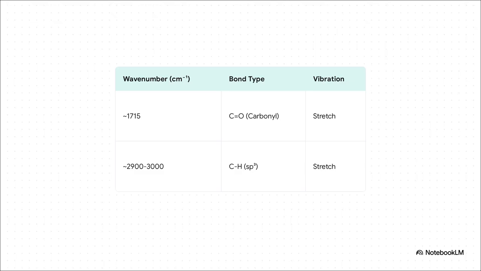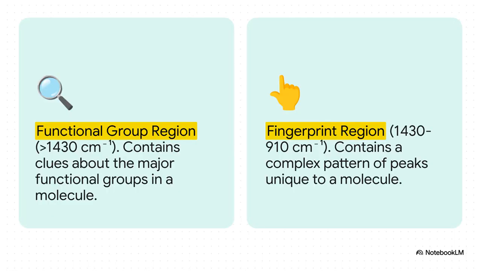So take acetone here. You see that huge sharp peak right around 1715? That is a dead giveaway. It's the classic signal for a carbon-oxygen double bond stretching. And then you see those peaks over around 2900? Those are telling us all about the CH bonds. Super useful. Now, chemists are smart about this.